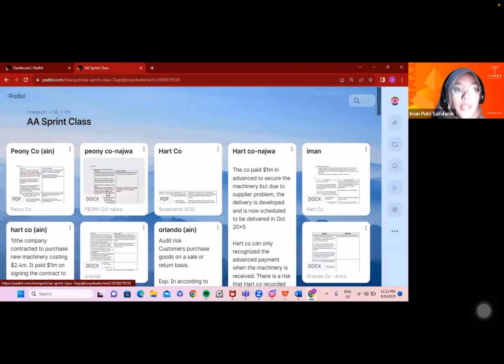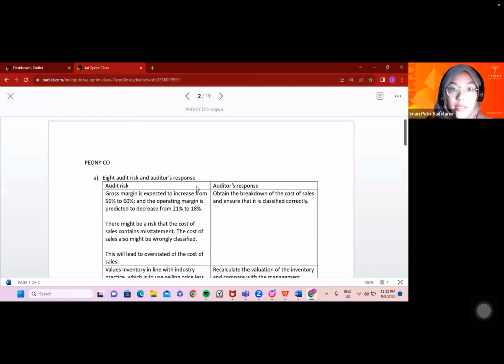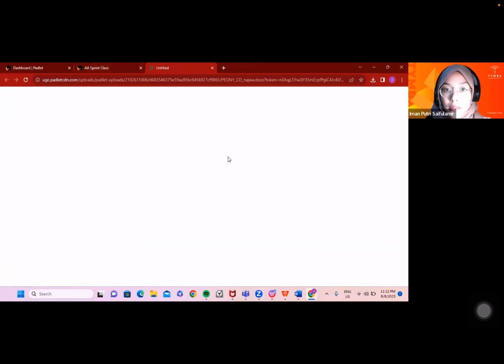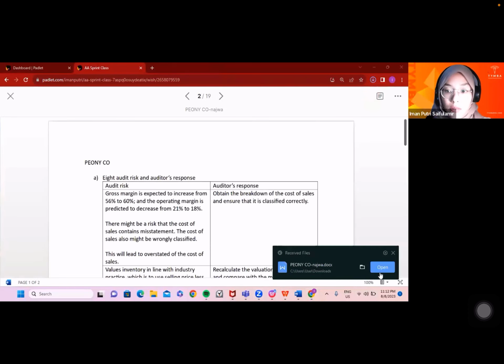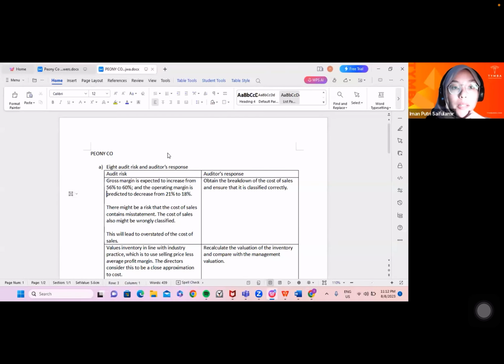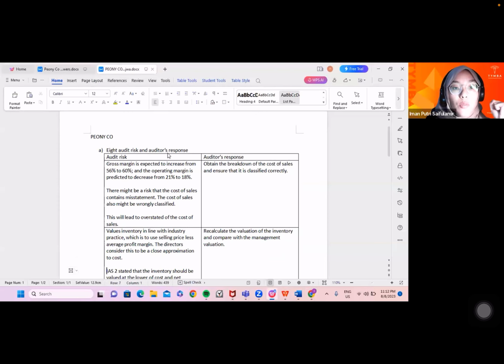Okay, let's look at the first answer here. Gross margin is expected to increase. There might be a risk that the cost of sales contains misstatement. The cost of sales also might be wrongly classified. This will lead to the overstatement of the cost of sales. So you didn't bring in the operating cost, so I feel it's a bit incomplete here.